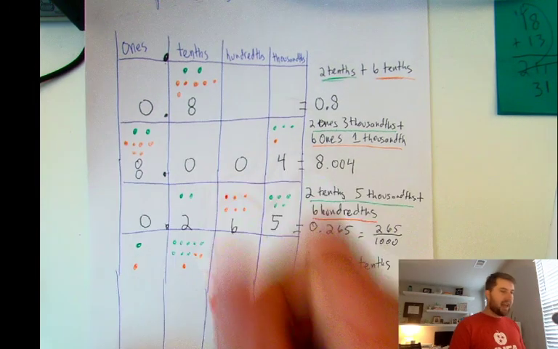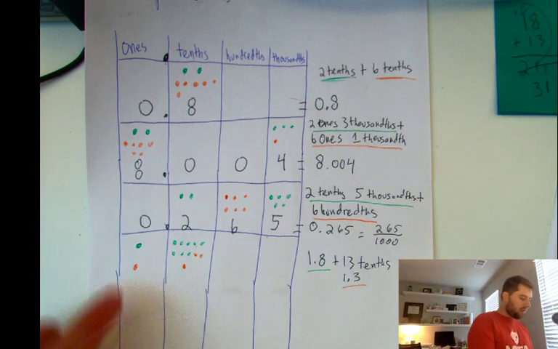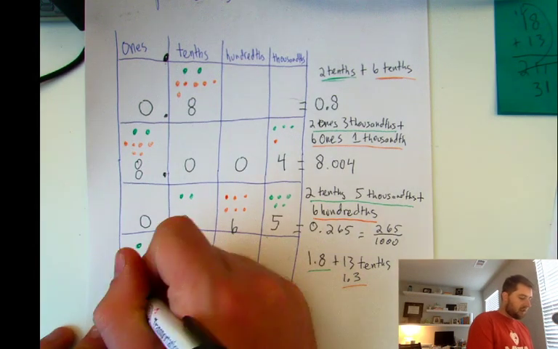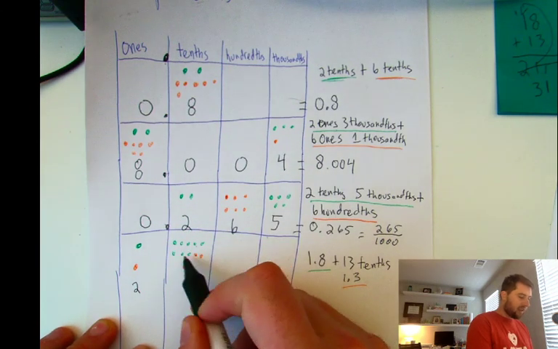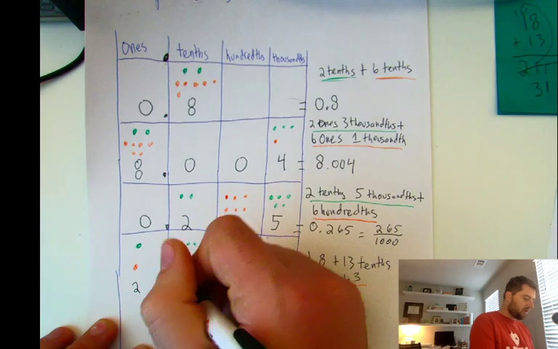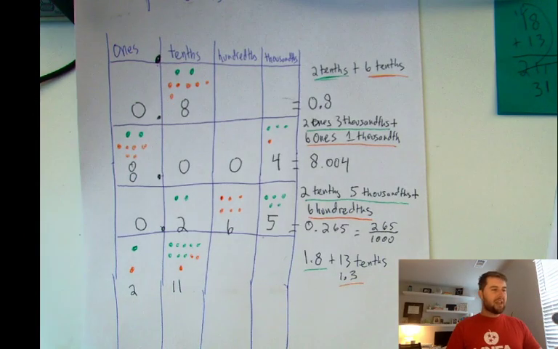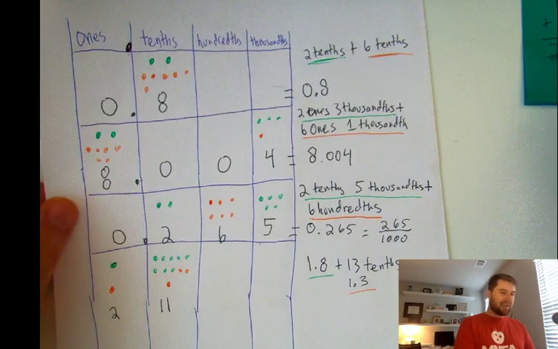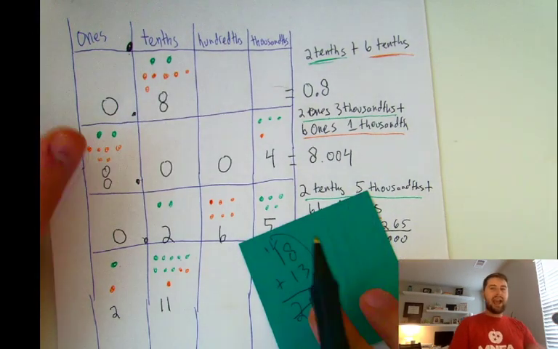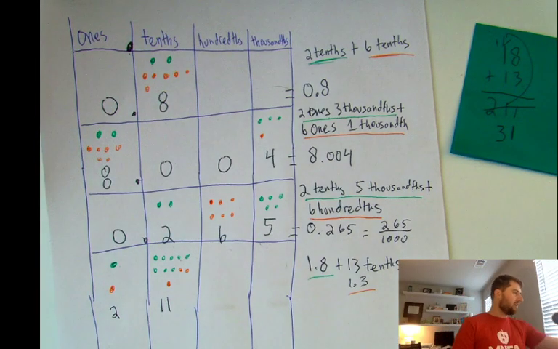All right, so now we add up each of these numbers. 1 plus 1 is 2 ones, and then 1, 2, 3, 4, 5, 6, 7, 8, 9, 10, 11 tenths. So now our answer is 2 and 11 tenths. But just like in that problem y'all showed me on the sticky note, we can't have 11 tenths. We have to regroup.